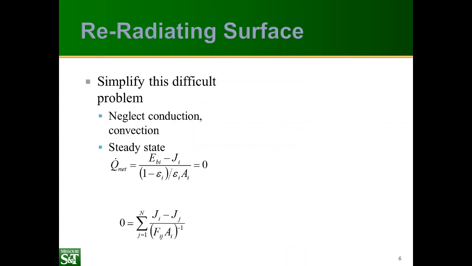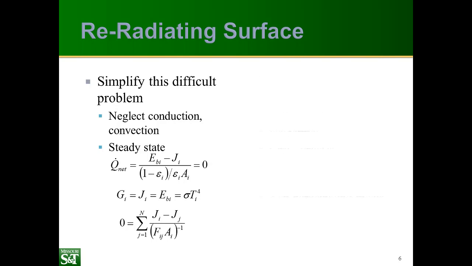Now, sometimes we can simplify this. If we neglect conduction and convection and we look at a steady state system, the net heat transfer is 0, and we call this a re-radiating surface. All the radiation that enters a surface also has to leave. So this implies that radiosity is completely independent of the surface emissivity. And that is important because it makes it much easier to find the surface temperature from the radiation exchange. We can find the radiation exchange first and then use that to get surface temperatures.